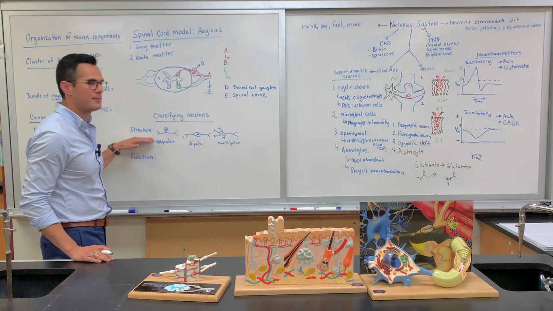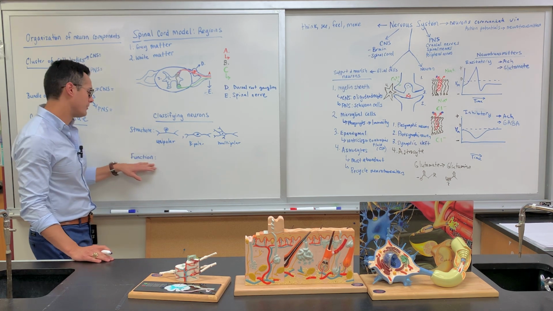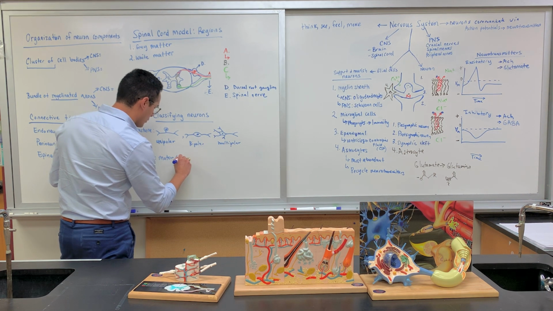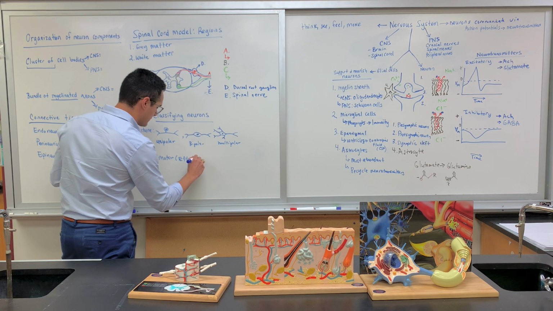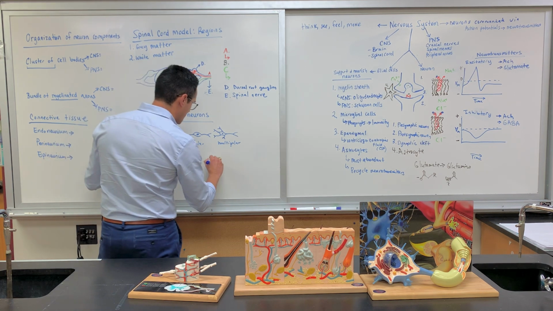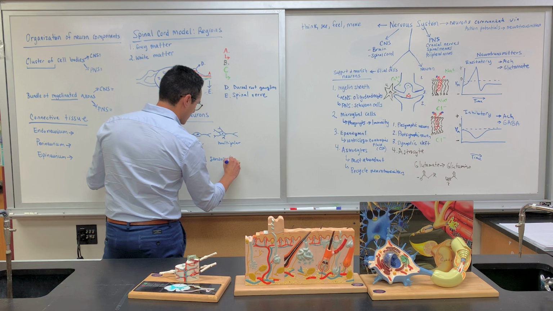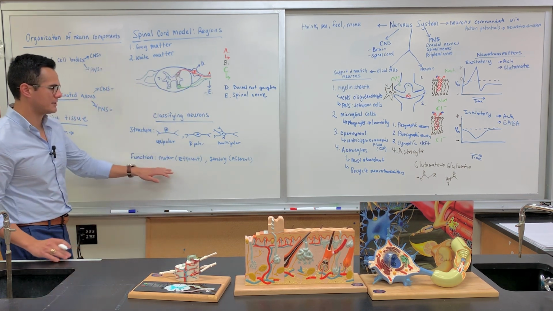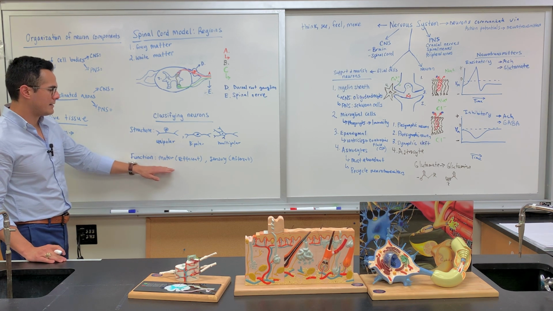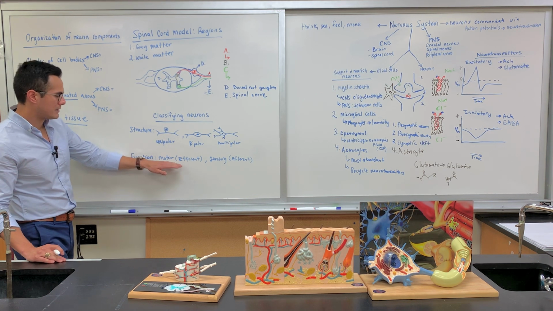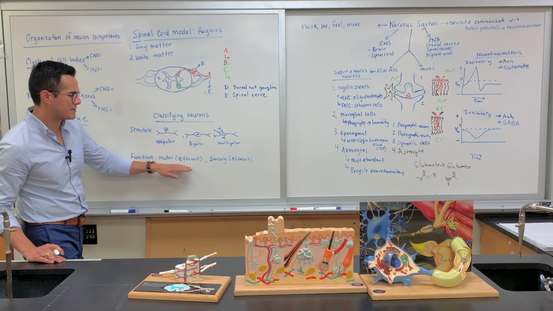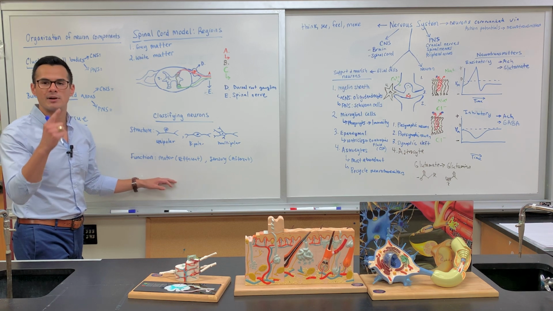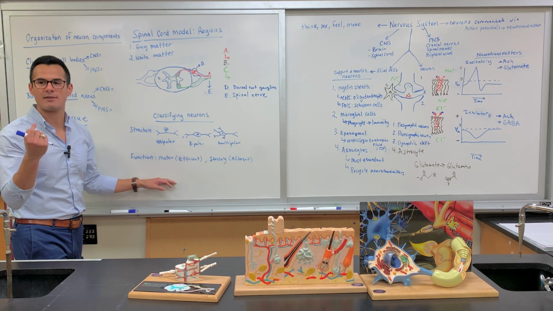Okay, so this is classifying them based off of structure. The next is based off of their function. So we have what's known as motor or efferent neurons, and then we also have sensory or afferent neurons. These terms are used synonymously. And how we go about categorizing them, whether it's motor or sensory, is based off of the direction that the neural impulses or the action potentials are traveling.